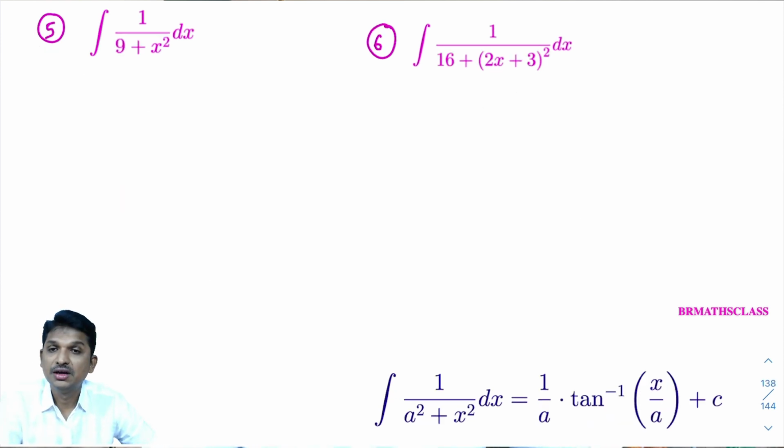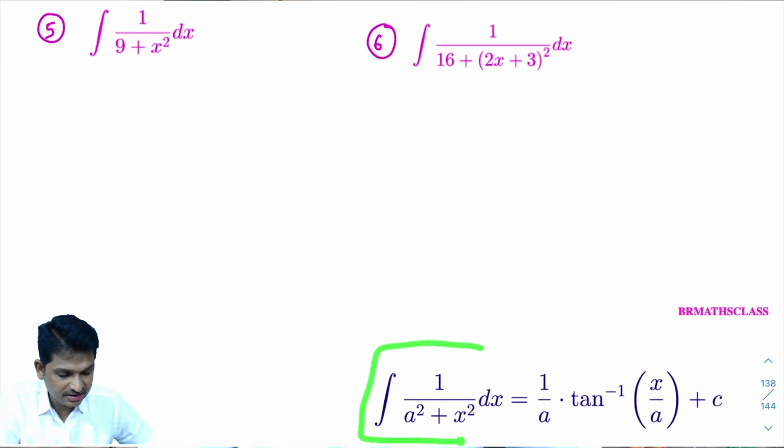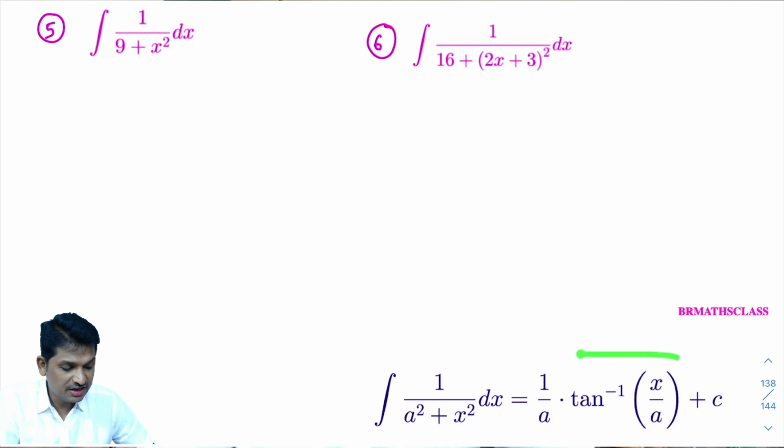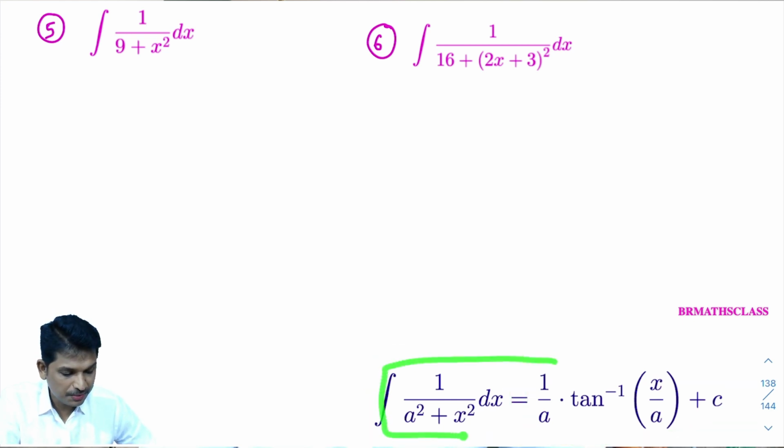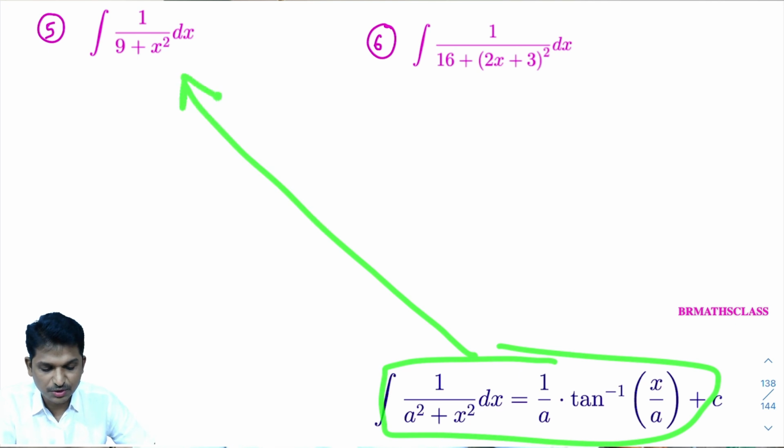See this question. Now first you observe this formula. Integral of 1 divided by a square plus x square dx. In the denominator, root is not there. What is the formula? The formula is 1 by a into tan inverse of x by a plus c. This is the formula. You need to memorize this formula. Now we will learn how to apply this formula to this problem.